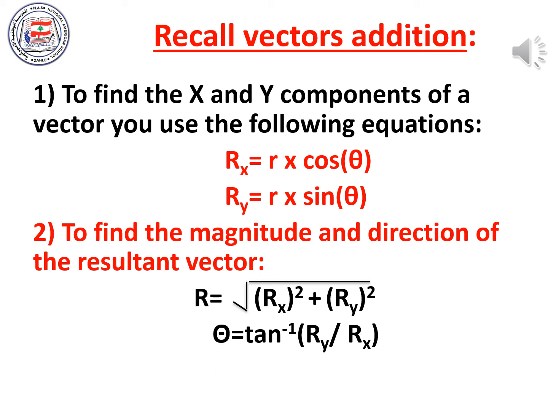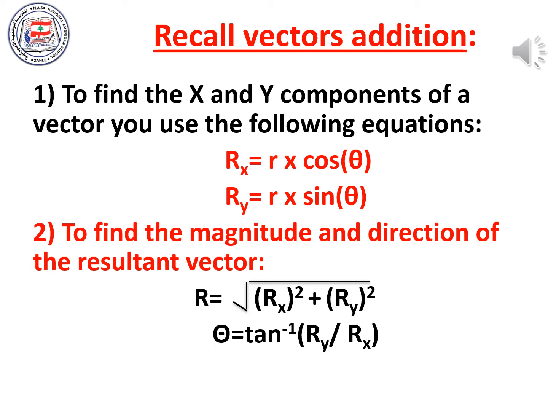R, which is the magnitude, is equal to radical Rx squared plus Ry squared. So in order to find the magnitude of the resultant vector, we use the following equation: radical x component squared plus y component squared. And in order to find the direction, which is the angle of the resultant vector, we use the following equation: theta equals tangent minus 1 of Ry over Rx. So tangent minus 1 of the y component over the x component.